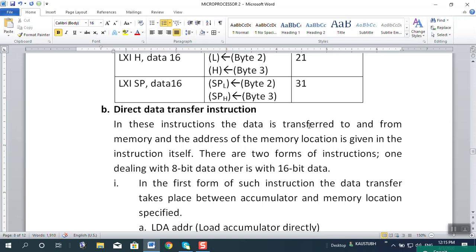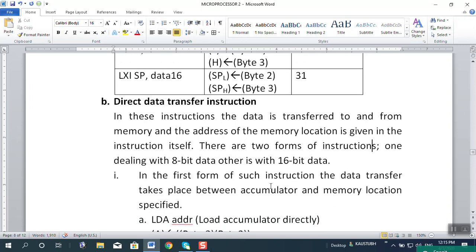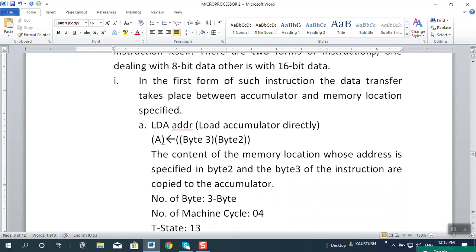So in this instruction, data is transferred to and from the memory, and the address of the memory location is given in the instruction itself. There are two forms of these instructions, one for 8-bit data, another for 16-bit data.